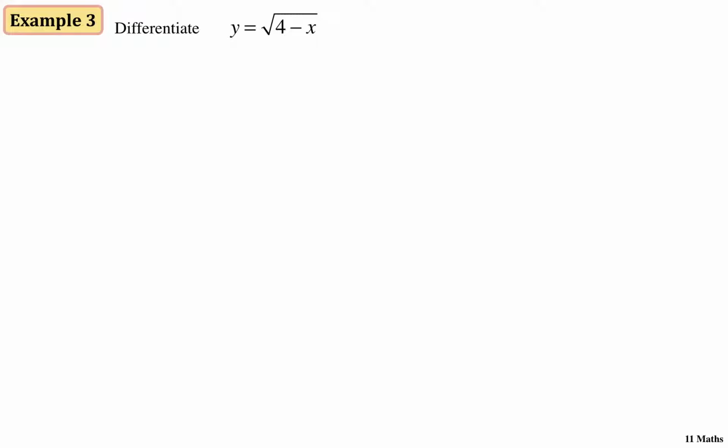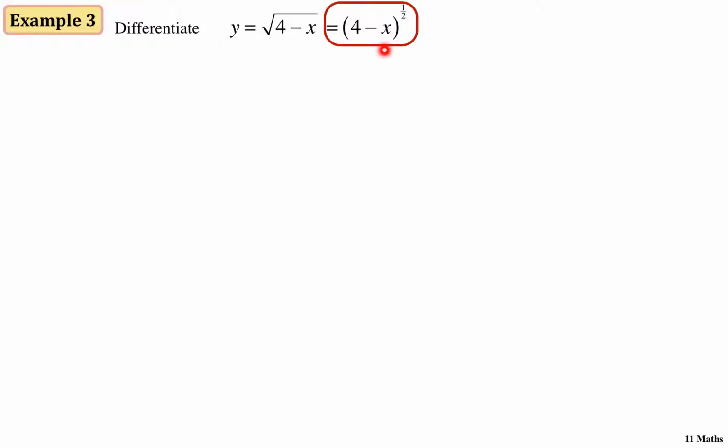Let's try a third example. Third example says y equals the square root of 4 take x. Now, you cannot differentiate when we have a square root sign. We need to get rid of that square root sign, and we talked about that in the last exercise. Square root is equivalent in indices as saying something to the power of a half. So we can rewrite the square root of 4 take x as 4 take x in brackets to the power of a half. Now I can differentiate that using the chain rule or the composite function rule.